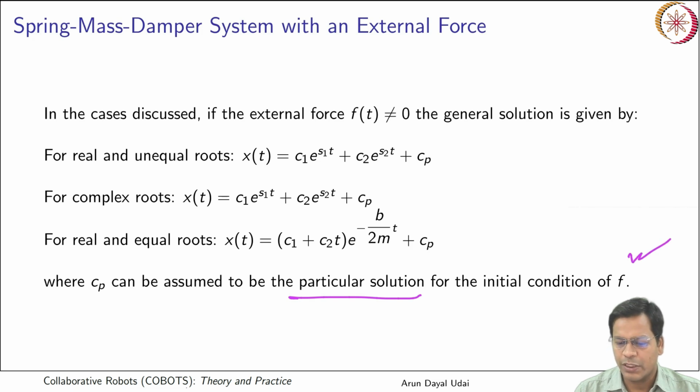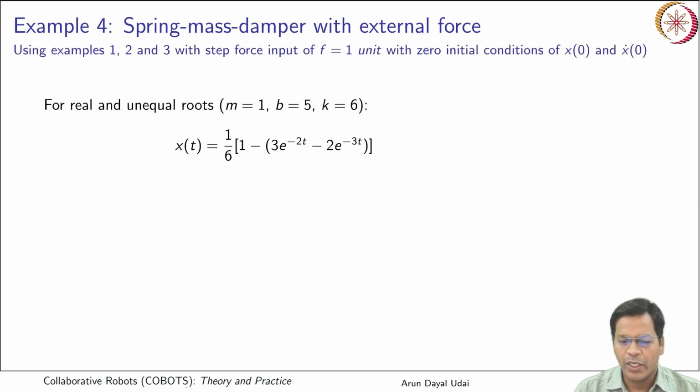Okay, so that is with initial condition of F, you can find out the value of Cp in all these. Let us just see few examples. So for real and unequal roots, the equation that we have taken, we started with the same one, example 1. I have put it once again over here. M is equal to 1, B is equal to 5, K is equal to 6. Characteristic equation remains the same. So the roots go here, S1 and S2 will come here. Only thing that has changed is the Cp value.